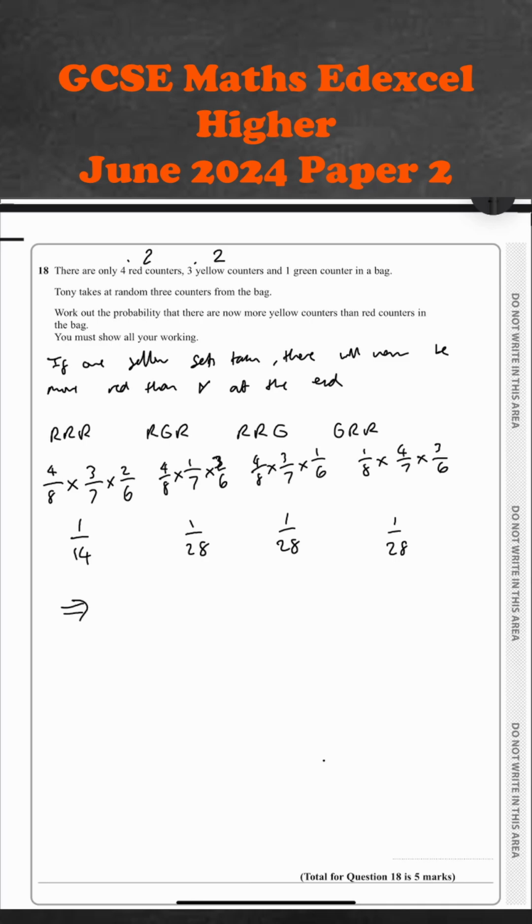Therefore, total probability is, we can just rewrite this as 2 out of 28 to make this a bit easier. That's going to be 5 out of 28. And that is our answer.